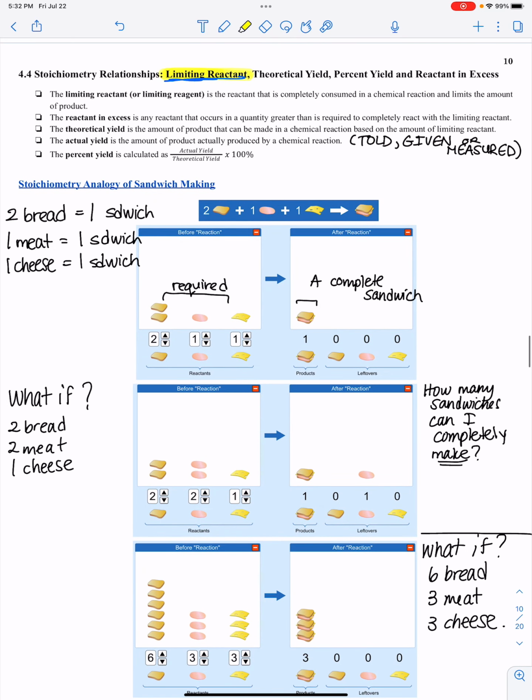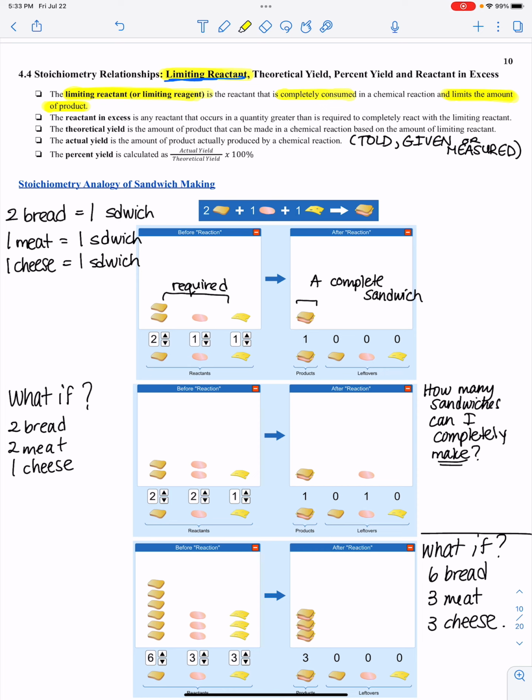All right, so without further ado, we've got stoichiometry, limiting reactant, theoretical yield, percent yield, and reactant in excess. I just want to talk through each of this vocab here. So you're going to see a limiting reactant or a limiting reagent is the reactant that is completely consumed. I use all of it. It goes to 0 in the end in a chemical reaction, and it limits the amount of product that can be made. If I have a bunch of reactants together and there is that one reactant that is stopping me from making more products, we call that the limiting reactant.